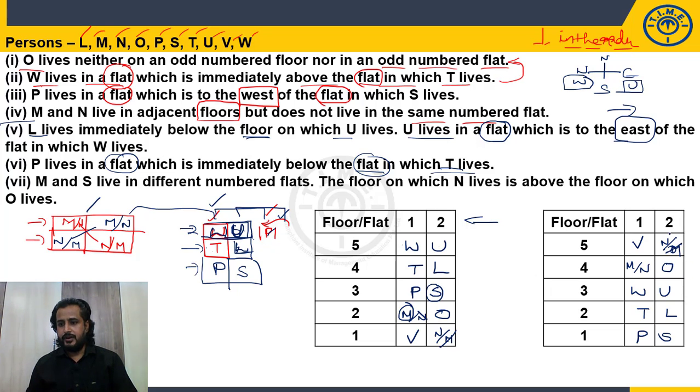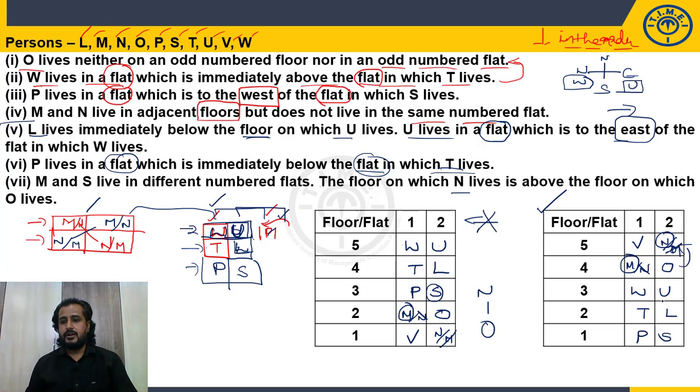So it cannot be M. So it is N. So it is M. Okay. So N, M. No, but still both the cases are valid. What is given? The floor on which N lives is above the floor on which O lives. N lives above O. But here O lives above N. So this case is ruled out. Here N lives above O. Yes. So it is valid. So this is my final arrangement.